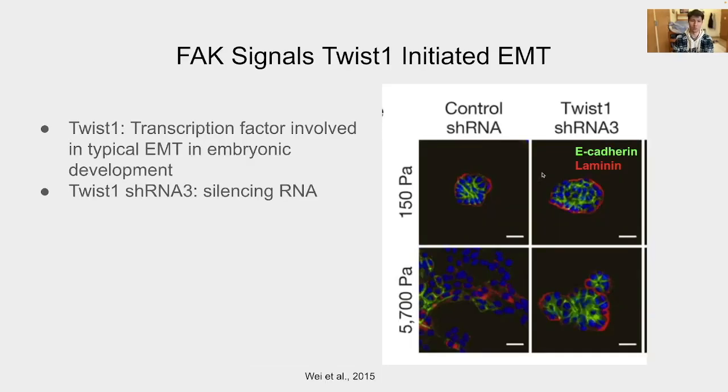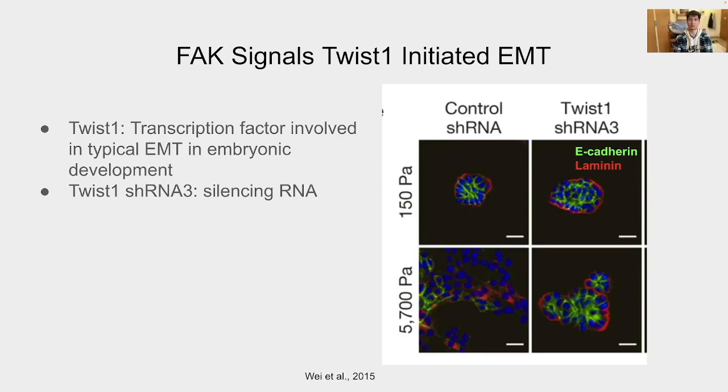So Wei et al. wanted to elucidate the molecular mechanisms as to why this occurs, why a stiff breast can promote tumorigenesis and metastasis much more readily. And they hypothesized TWIST1 may be playing a role in it. TWIST1 is a transcription factor involved in EMT in embryonic development, so it's a good protein to study and see if it's involved in breast cancer.